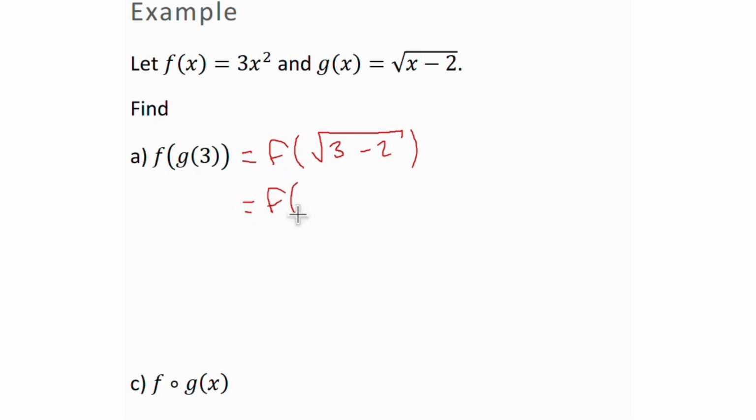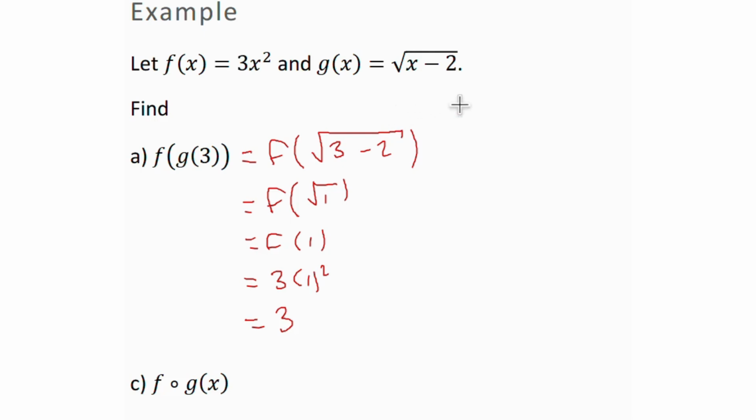And all of that's going to be input into f. The square root of 3 minus 2 is the square root of 1, which is 1. Now we've got the output from the g part, we're going to input that into f. F is 3x squared, so it's going to be 3 times 1 squared, which is equal to 3. So f of g of 3 is equal to 3.